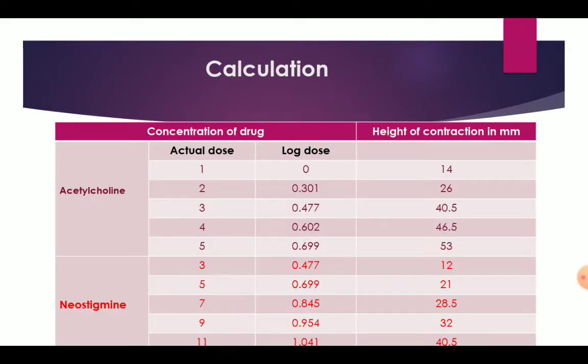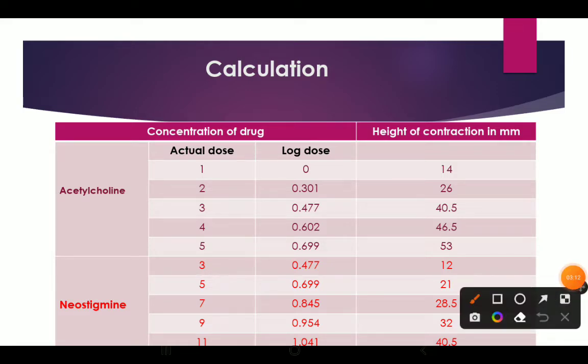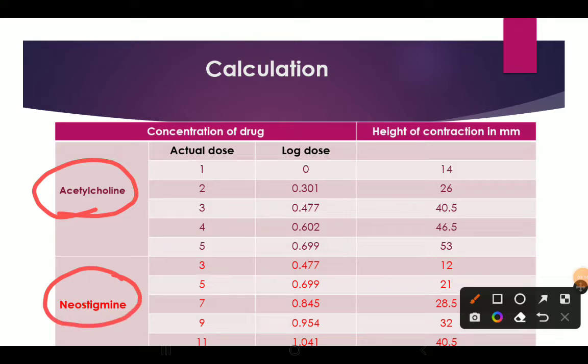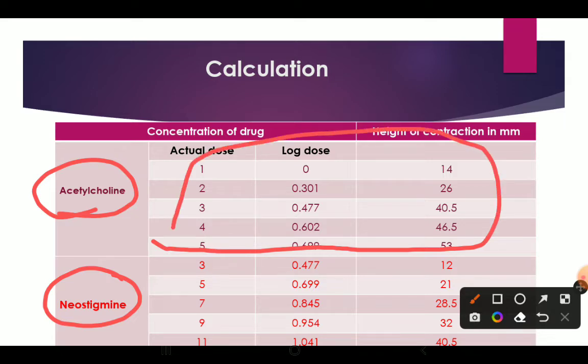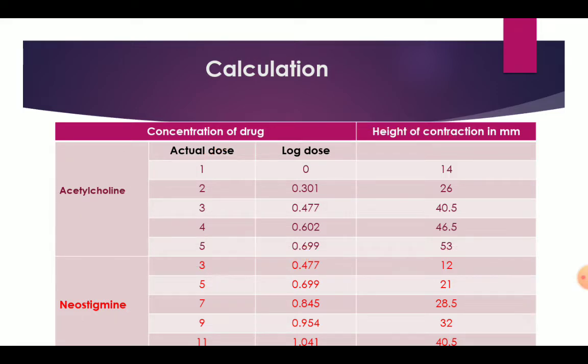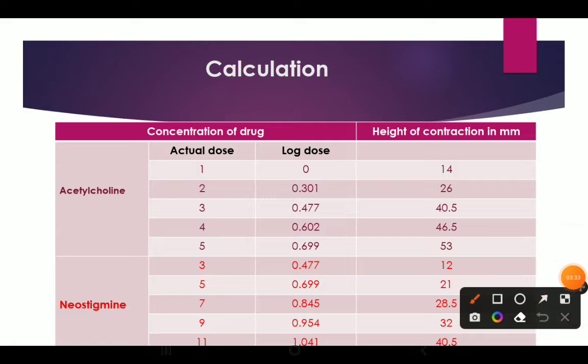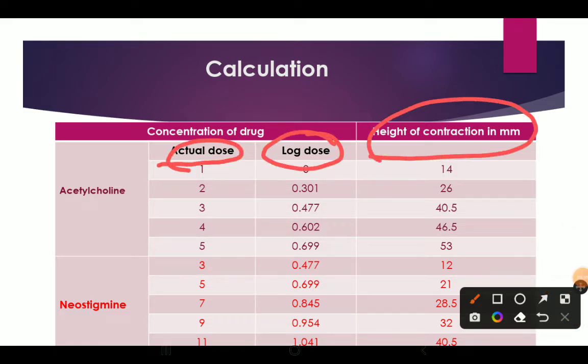Then you have to write down the calculation. Now here we are using two drugs. One is acetylcholine and another is neostigmine. So you have to write down all of these calculations. All of these numbers are needed. The first is the actual dose, then the log dose, and the height of contraction in millimeter.